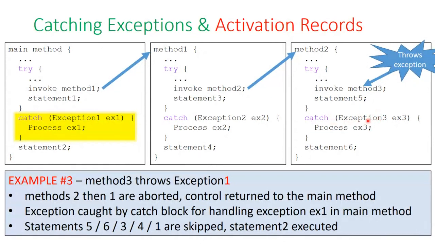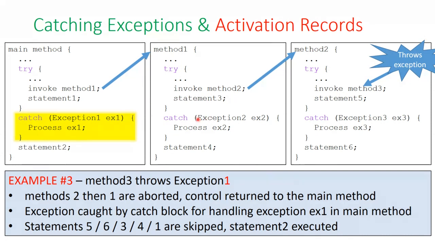Does it match the catch block here? No match. Skip the catch block. Are there any more catch blocks? No. Skip statement 6. I abort the whole call to method 2 and pass my exception to whoever called method 2. Same scenario. Method 2 aborted. There's an exception. Skip everything remaining in the try block. So statement 3 is also skipped. Okay, so far statements 5, 6, and 3 have been skipped.